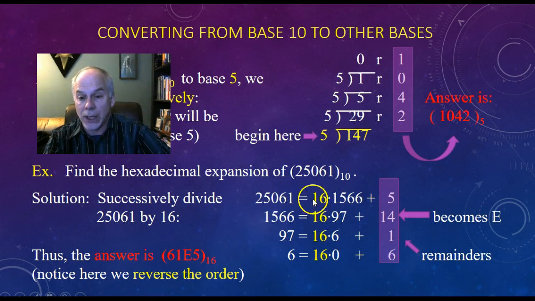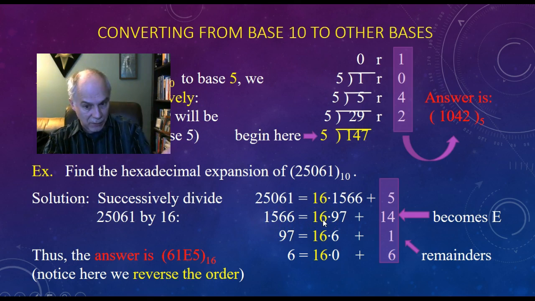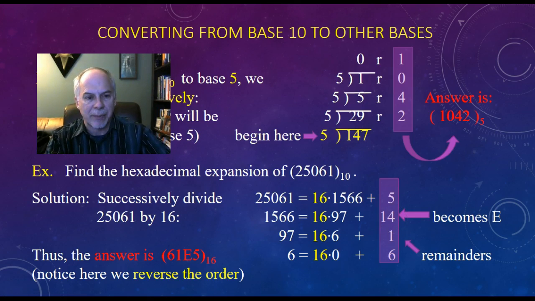But 25,061, first you divide that by 16. So it's 16 times your quotient, so you put your quotient right here, plus the remainder of 5. Then you take the quotient, 1566, and divide that by 16. Well, it goes into it 97 times, because 16 times 97 is just less than 1566, but it leaves a remainder of 14. Now that seems strange, but we're so used to base 10, where you can only have a remainder between 0 and 9. But in base 16, we can have a remainder between 0 and 15. You can go from 0 to 15 as your remainder.